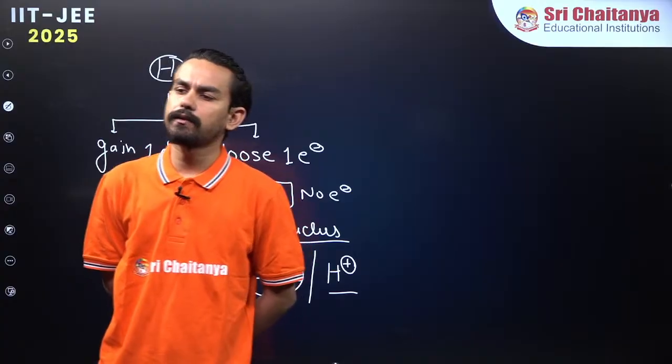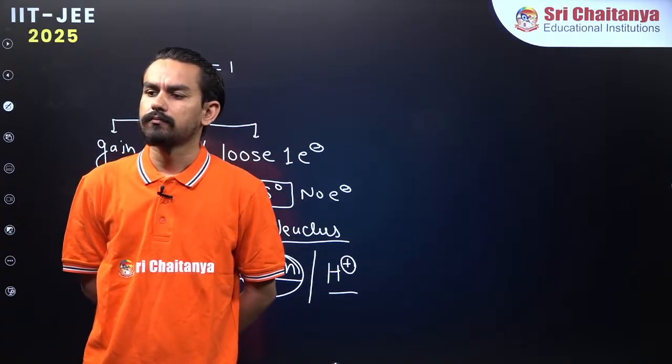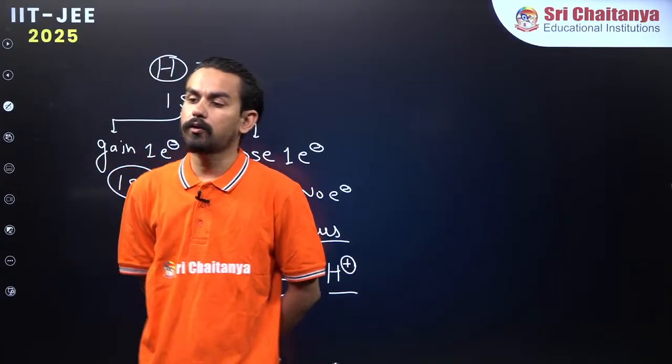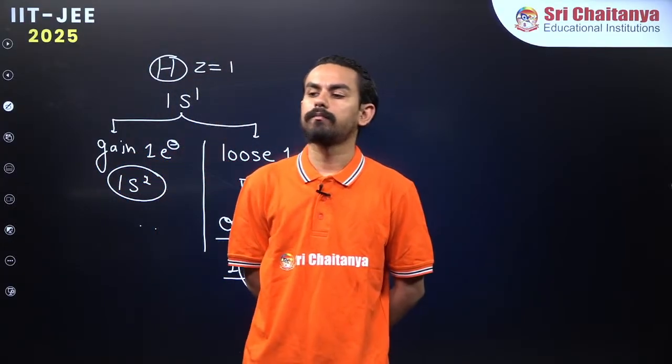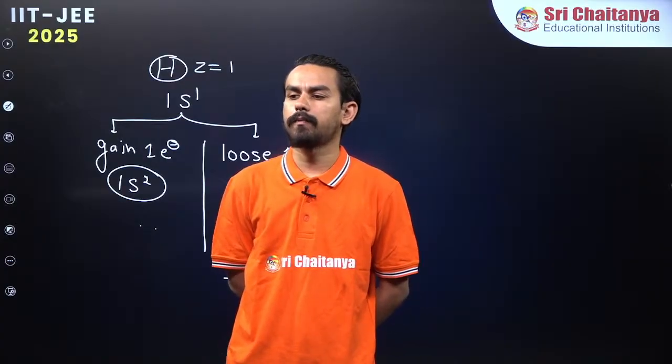Deuterium, that is a different thing, that is the isotope of hydrogen. After gaining one electron, what will hydrogen be called? Tell me. Hydride, very good. Hydride, H minus, very good.